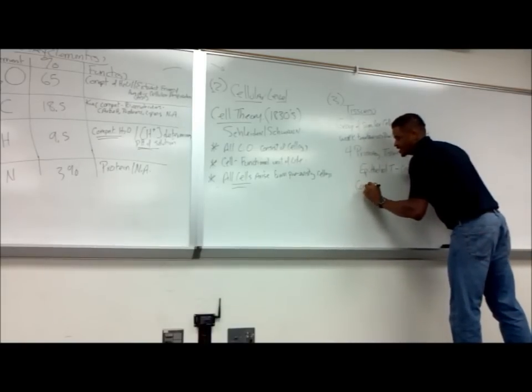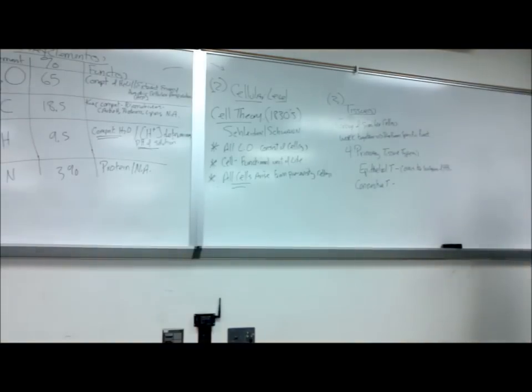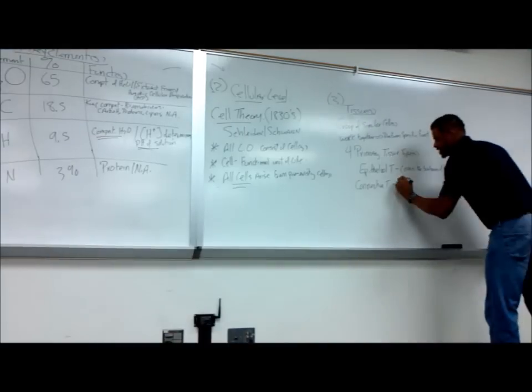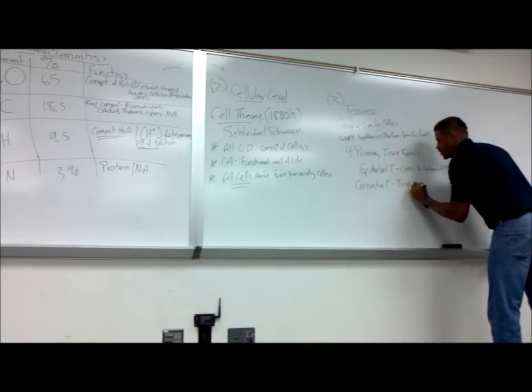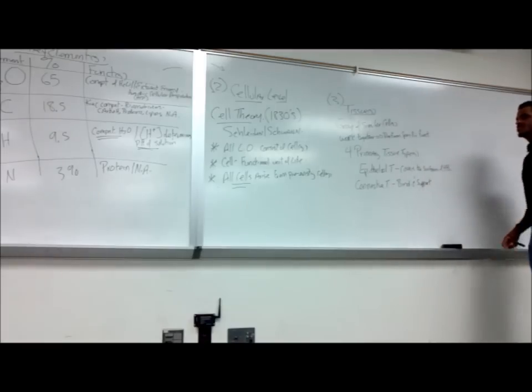Then we have our connective tissue. What's an example of a connective tissue? Bones? Are we okay with that? Cartilage, blood, adipose tissue. These are all types of connective tissue. Don't worry, we'll get into all of them when we get into chapter 4. Connective tissues help to provide support to the body. Bones are a type of connective tissue. Cartilage, tendons, ligaments attach muscle to bone, bone to bone.